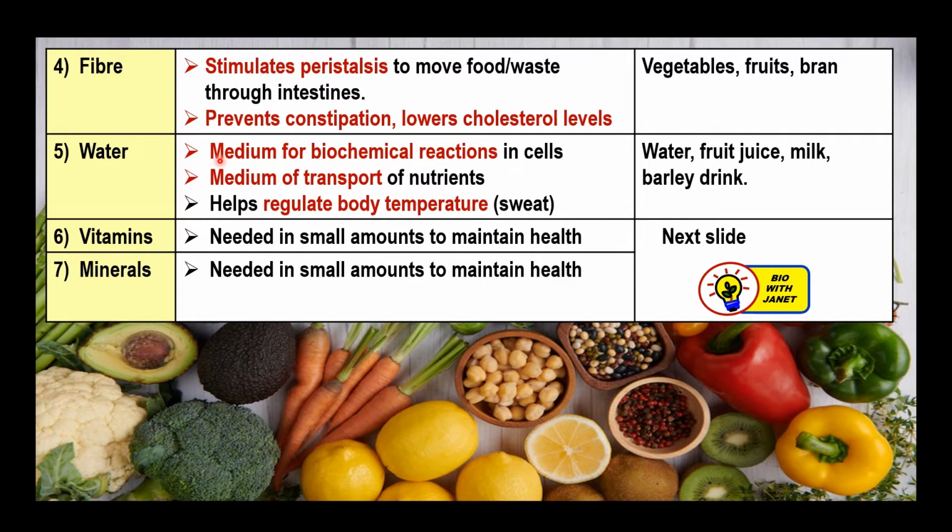Water. Water acts as the medium for biochemical reactions in cells, and it's the medium of transport of nutrients as it is found in the blood. It makes up a big portion of the blood, which transports substances. Water helps to regulate body temperature because a lot of sweat will be produced when a person is hot, so that the water from the sweat evaporates when it absorbs the heat from the body. And then when the water evaporates, it will cool down the body.